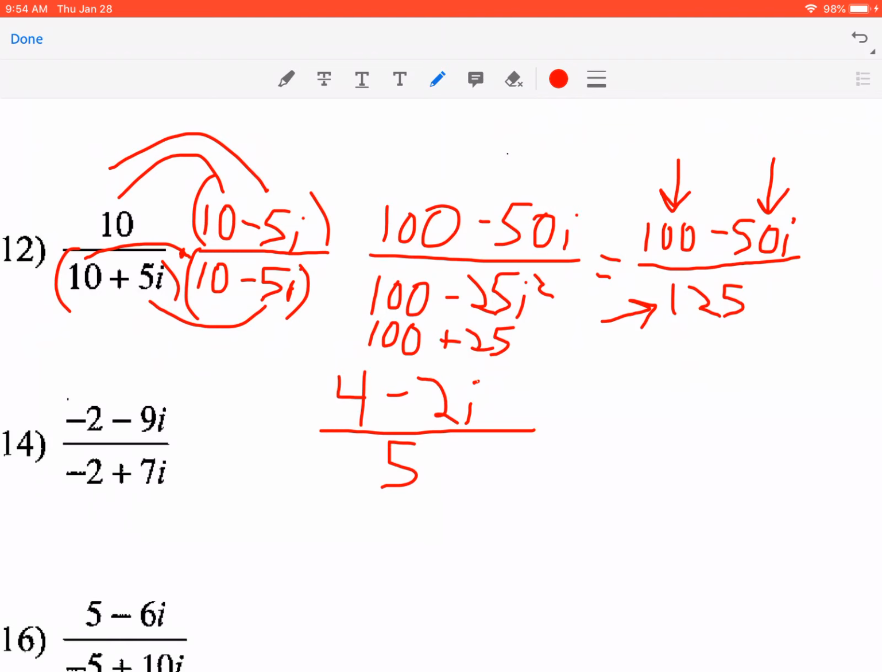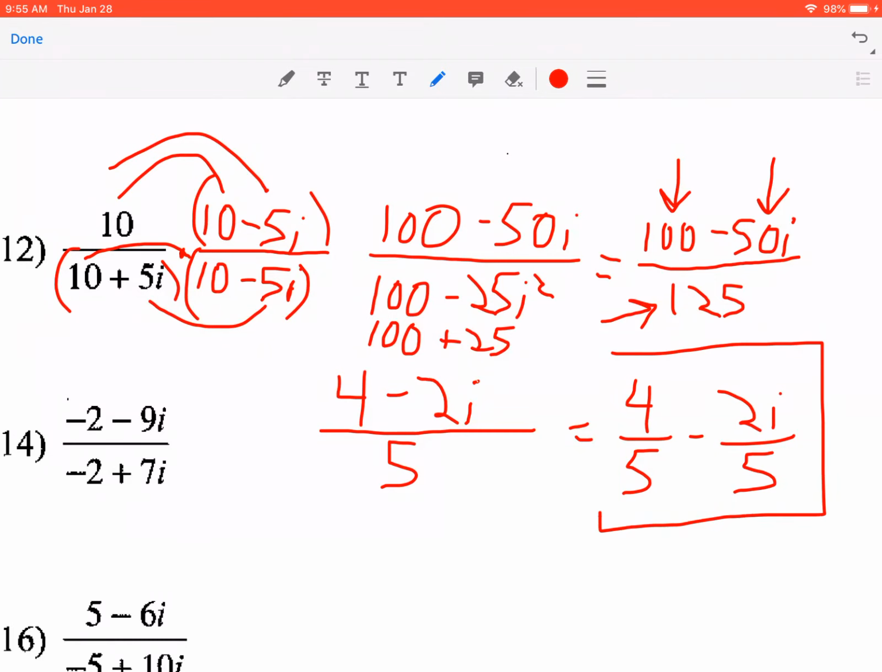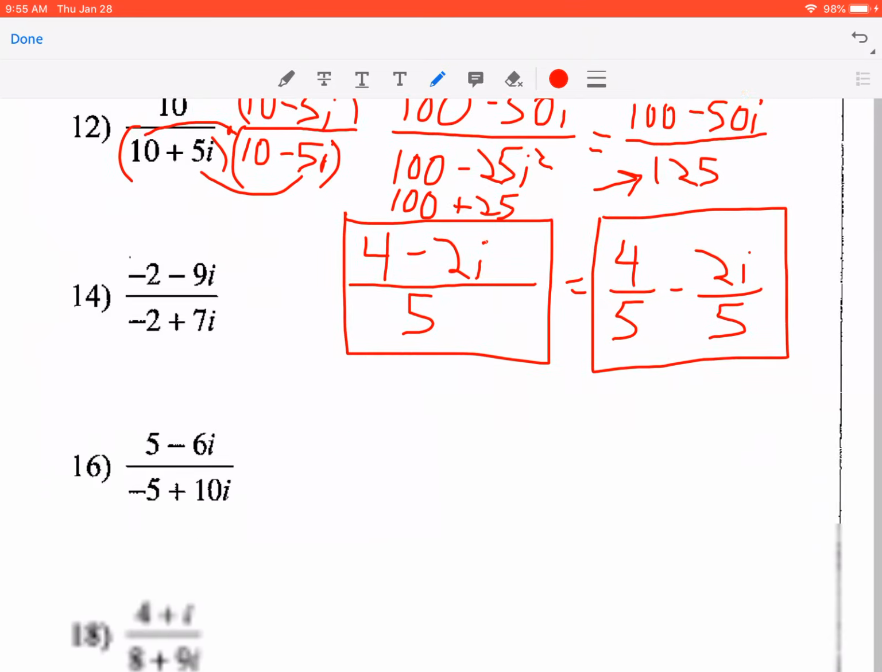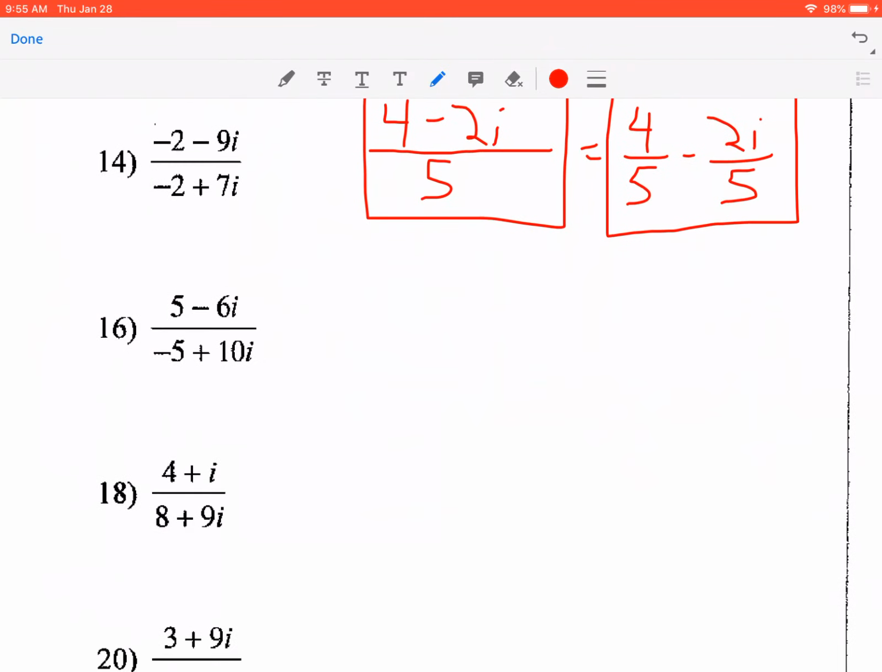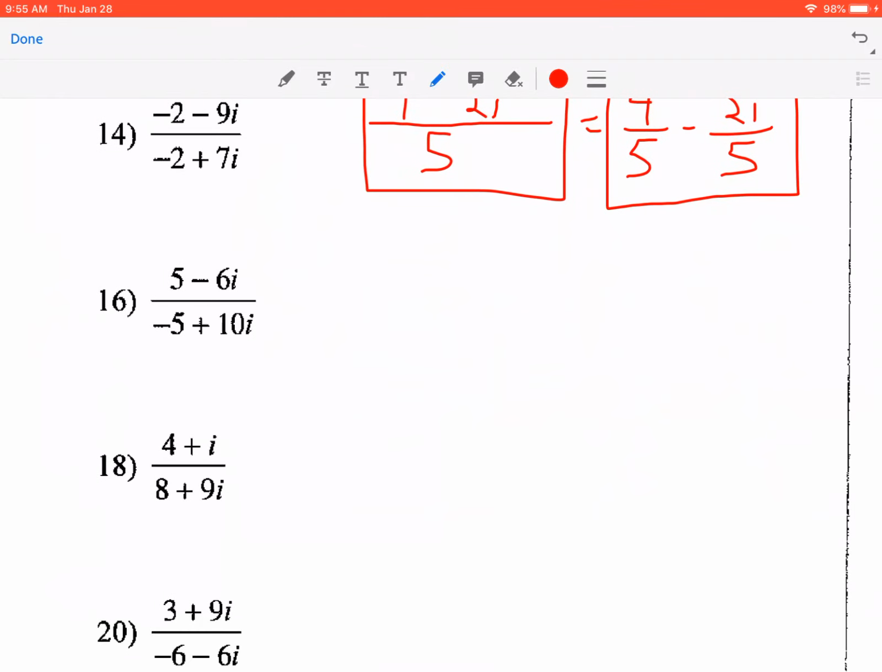Or if you separated it, it'd be 4 over 5 minus 2i over 5. Can you simplify any of those fractions? 4/5 or 2/5? No. All right, so either way. All right. And let's skip down. Sometimes you get some really, really big numbers on some of these. And we can skip down to 16. Okay.